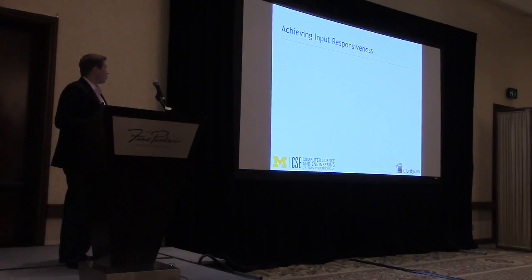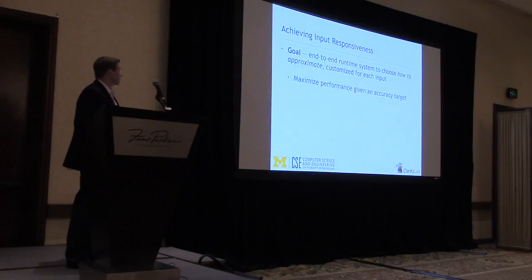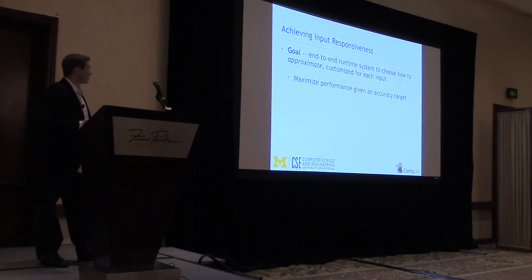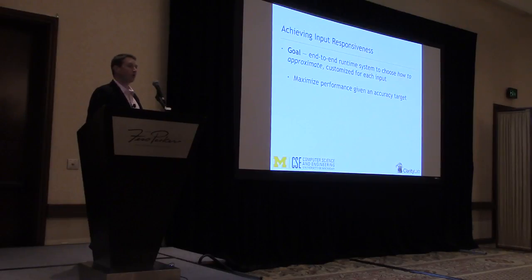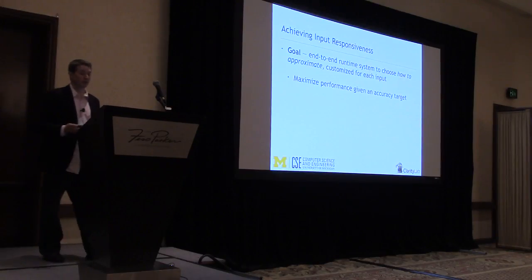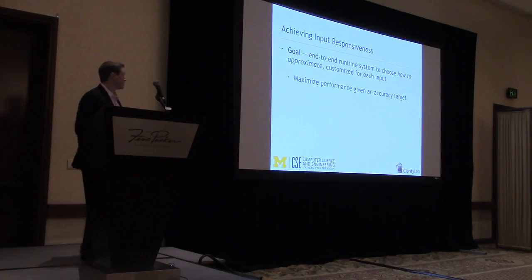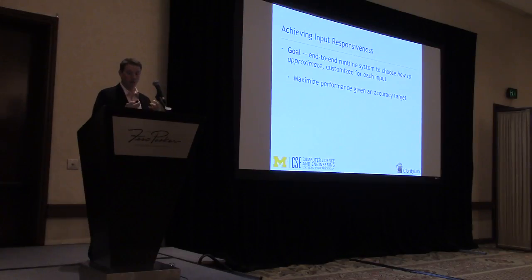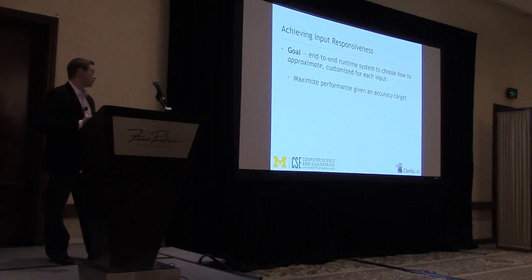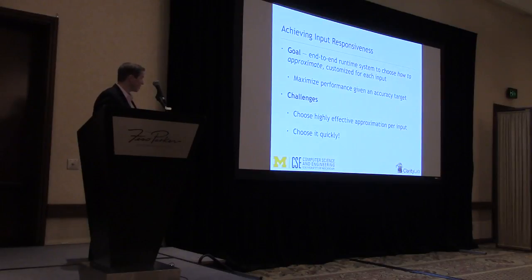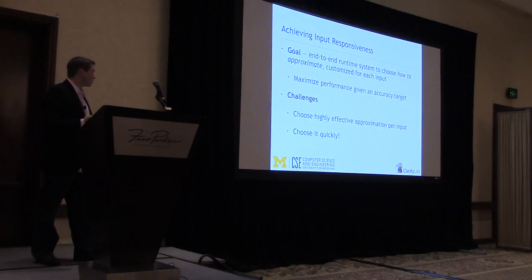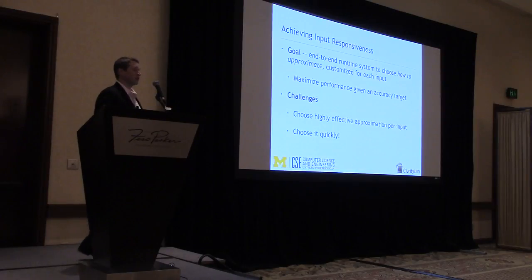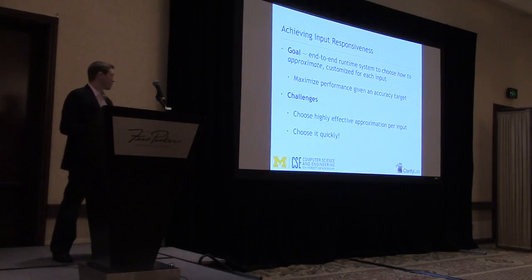And so we have this goal of achieving input responsiveness. To be more concrete, the goal here is to build an end-to-end runtime system that allows us to choose how to approximate in a way that's customized for each input. So what we're trying to do here is maximize the performance we get out of approximation given a particular accuracy target. There are a couple of challenges that we encounter when trying to build such a system. First of all, we need to be able to choose a highly effective approximation. It's an approximation that delivers a large amount of speedup while still delivering sufficient levels of accuracy.